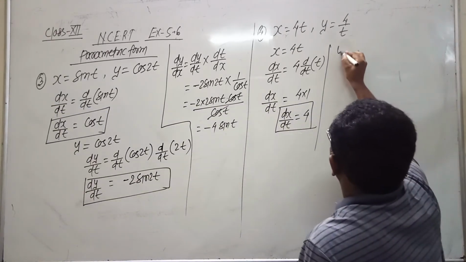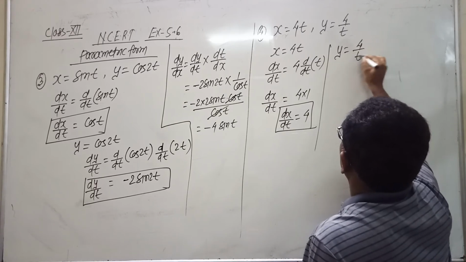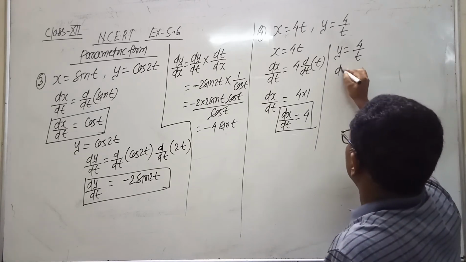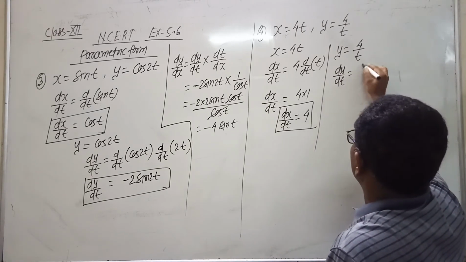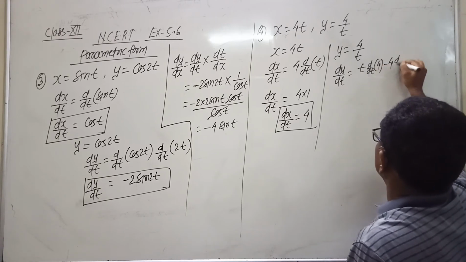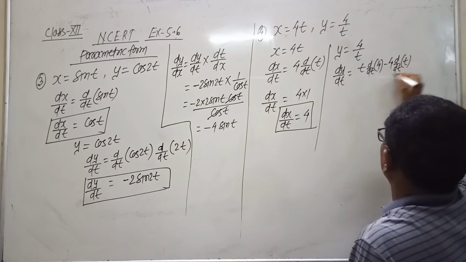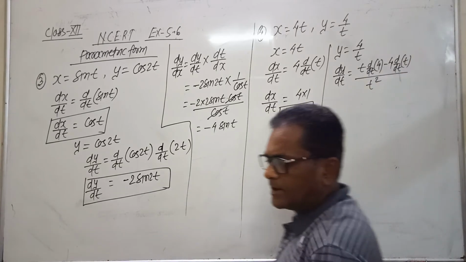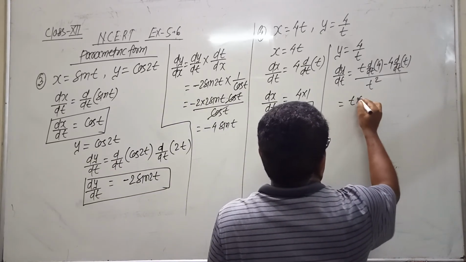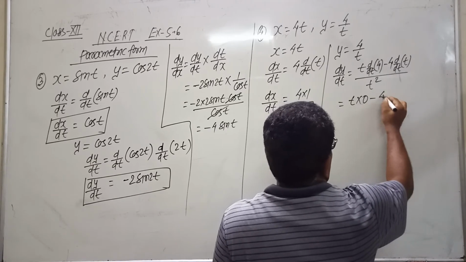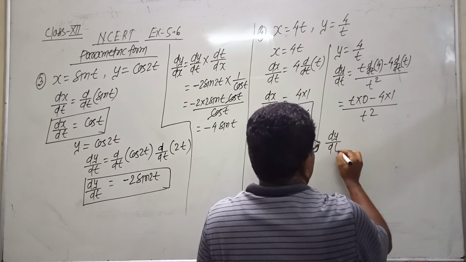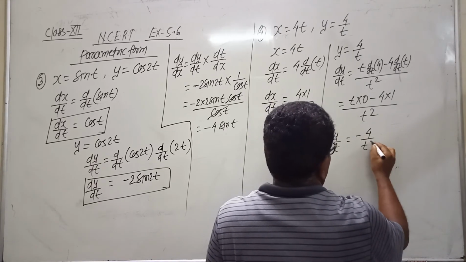Now y equals 4 by t. We use the formula for u by v. So dy by dt equals v as it is and d by dt of 4, minus 4 as it is and d by dt of t, upon v square, that is t square. So t as it is, d by dt of 4, constant term, 0, minus 4, differentiation of t is 1, upon t square, and we get dy by dt equals minus 4 by t square.